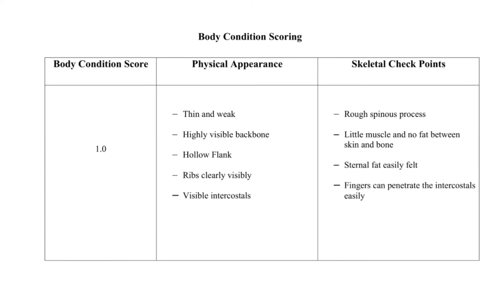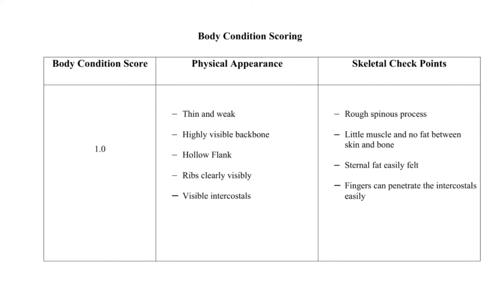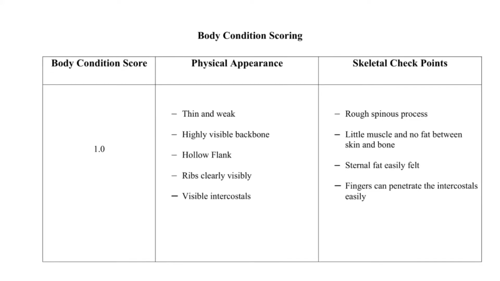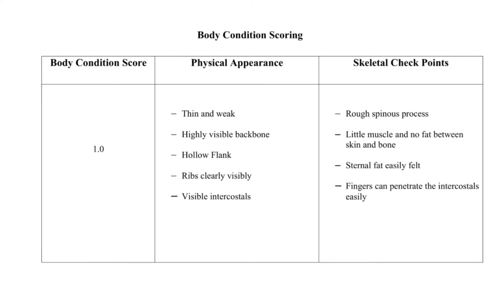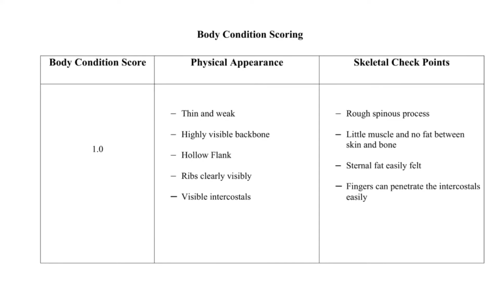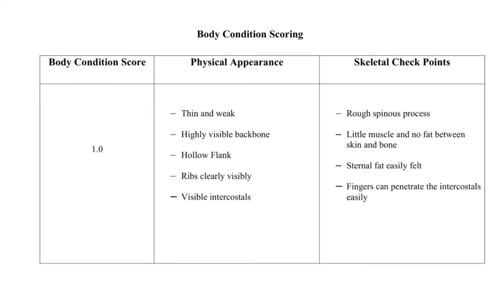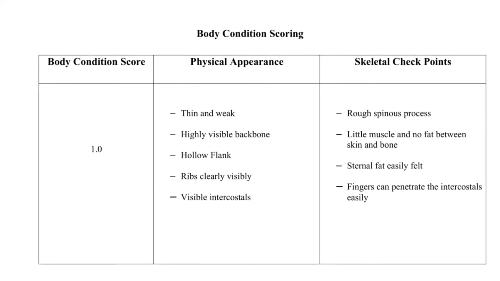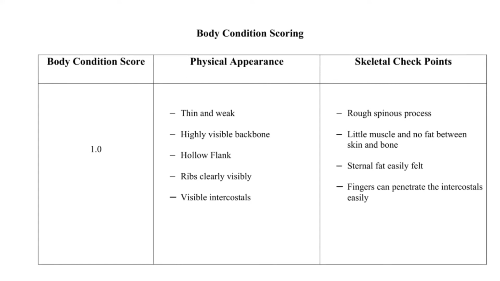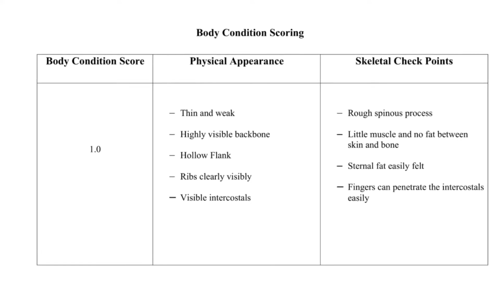An animal with a body condition score of 1, the animal will appear thin and weak. The backbone will be highly visible, the flank would be hollow, and the ribs and intercostals clearly visible. On the animal, the spinous process would feel rough. There will be very little muscle and no fat between skin and bone. The fat on the sternum will be easily felt and the fingers will be able to penetrate the intercostals easily.